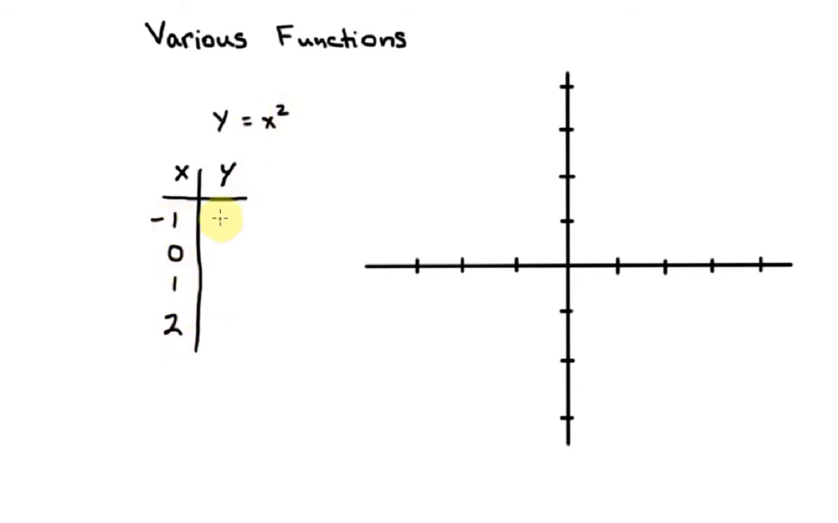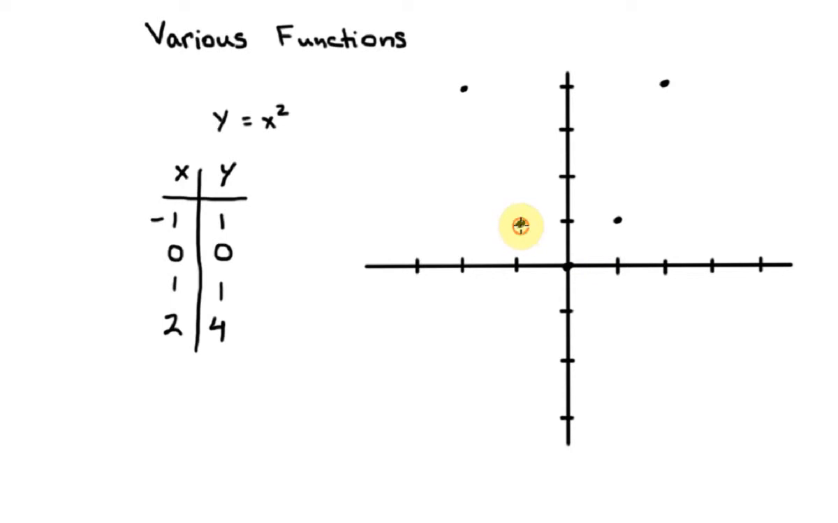Now, all we're doing is squaring the x's. So negative 1 squared becomes positive 1. 0 squared is 0. 1 squared is 1. And 2 squared is 4. If I put these points on the grid, there's 0, 0, negative 1, 1, positive 1, 1, and then positive 2 goes up 4. And of course, we know that parabolas are symmetrical, so we know there's going to be the same point over here.